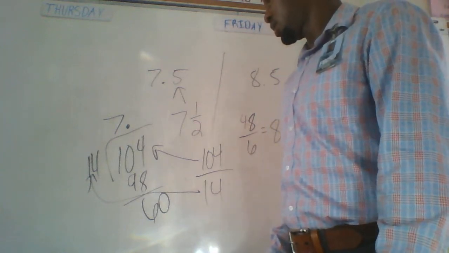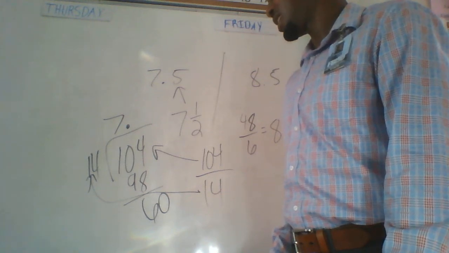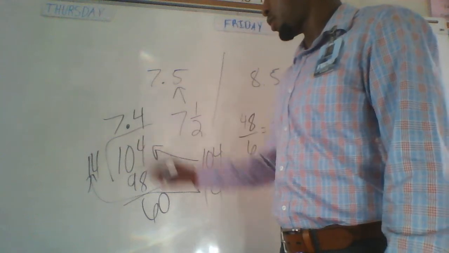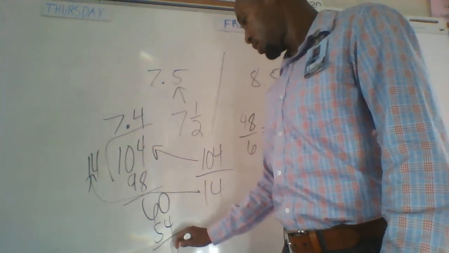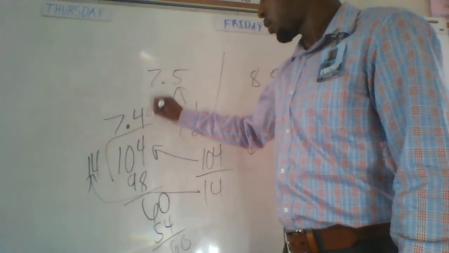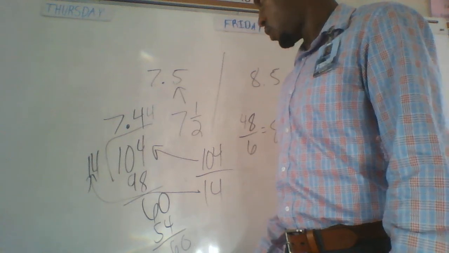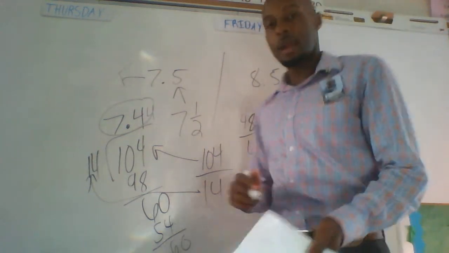14 goes into 60. 14 times 4 is 56. Okay, so there it is, because it's 7.4 something. So that'll give me 56. And again, that'll give me another 4. So on and so forth. So 7.44 is below 7.5. So our answer is B.